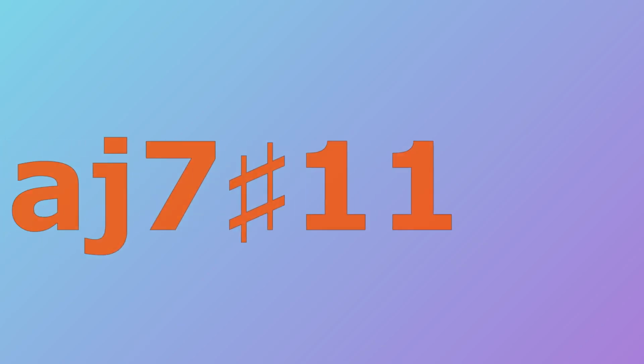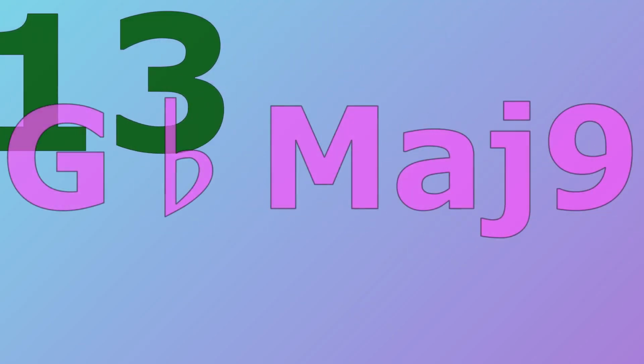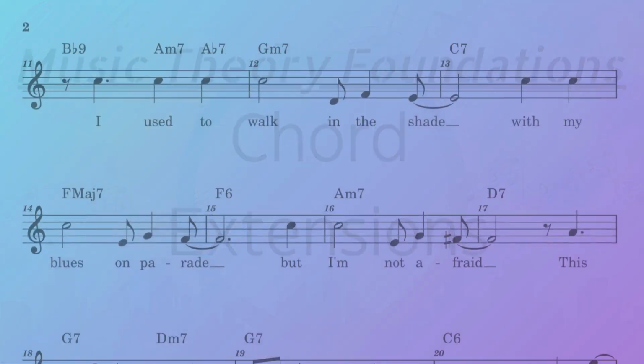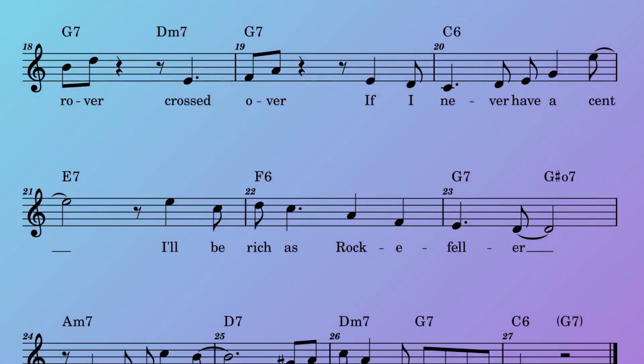C major 7 sharp 11, D flat 13, G flat major 9. What do all these chords have in common? Chord extensions. If you're beginning to play certain types of music, especially jazz, you'll begin to see chord names with 9s, 11s, and 13s more and more frequently.